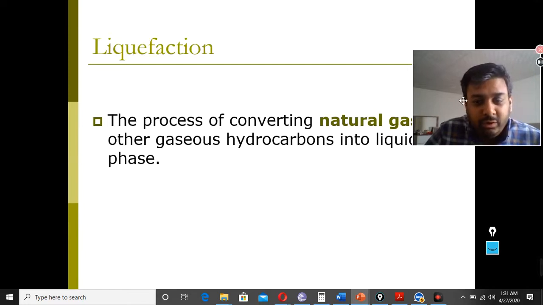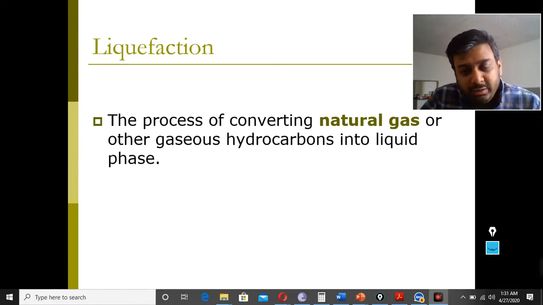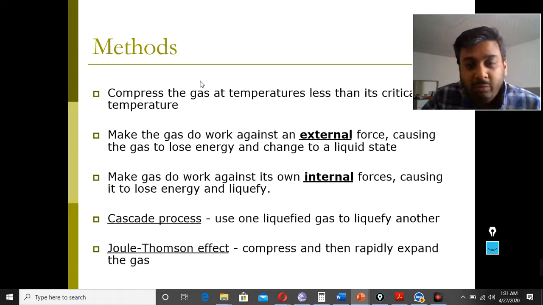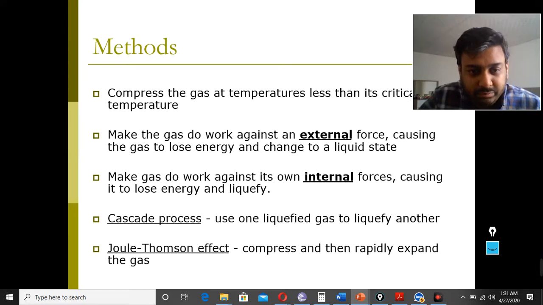So, what is the liquefaction process? Converting natural gas into liquid is called the liquefaction process. So we just liquefy it. How do we do it? We compress the gas at a temperature less than its critical temperature. So we compress the gas at minus 161, and it becomes liquid.